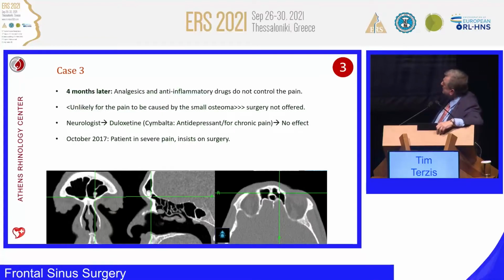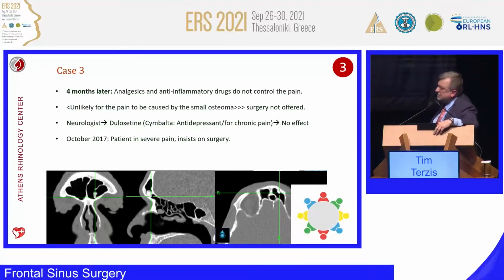Four months later, analgesics and anti-inflammatory drugs were not enough for the pain. The patient was in real pain. I insisted that it was quite unlikely that this pain was caused by the very small osteoma, and I sent him to the neurologist, who gave him antidepressants and drugs for chronic pain and so on. No effect. So the patient came back after a few months in severe pain, insisting I do something for him.